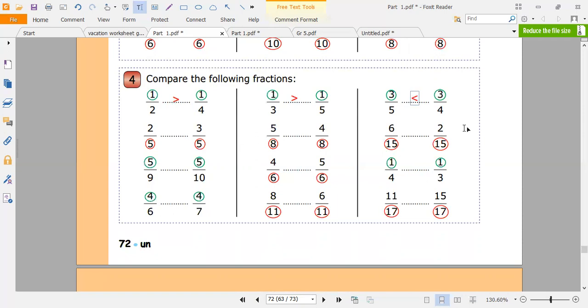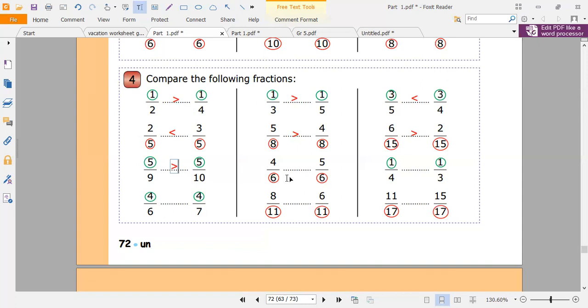Now in this line, all the fractions have the same denominator, so the fraction that has a greater numerator is greater. So 3 greater than 2, so 3/5 is greater than 2/5. 5 greater than 4, so 5/8 is greater than 4/8. 6 greater than 2, so 6/15 is greater than 2/15. Now here we have the same numerator, so the fraction that has a smaller denominator is greater. So 9 is smaller than 10, so 5/9 is bigger than 5/10.